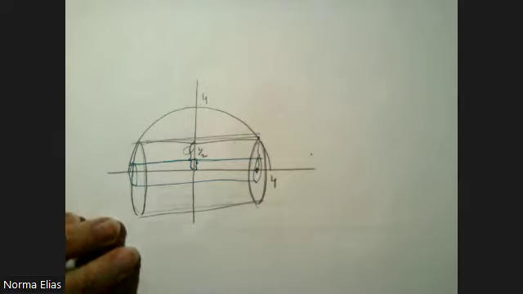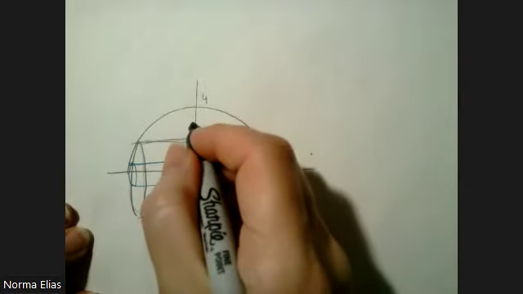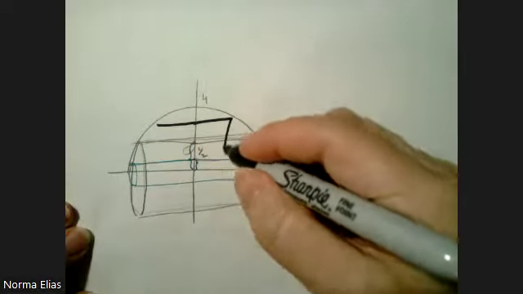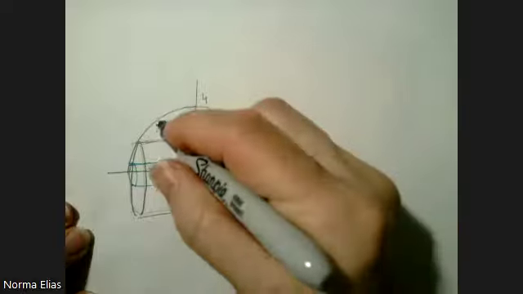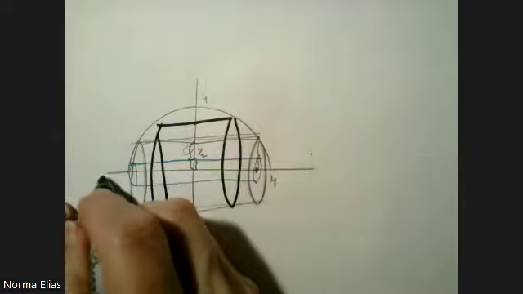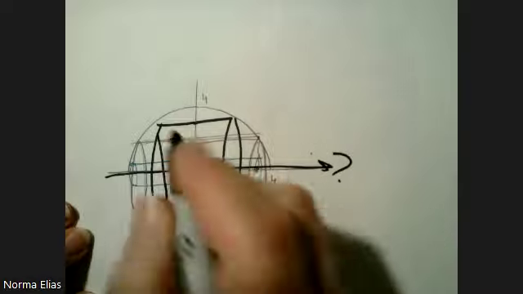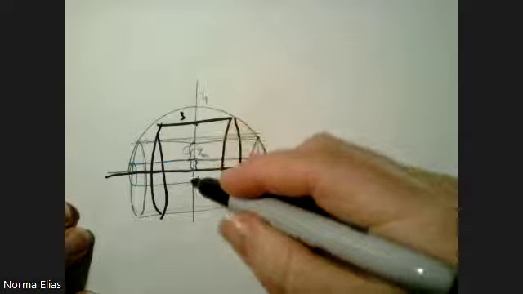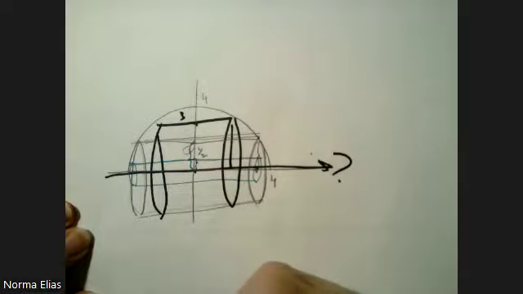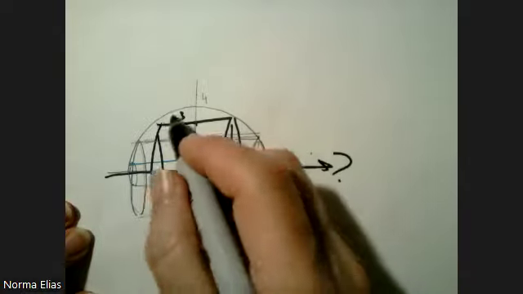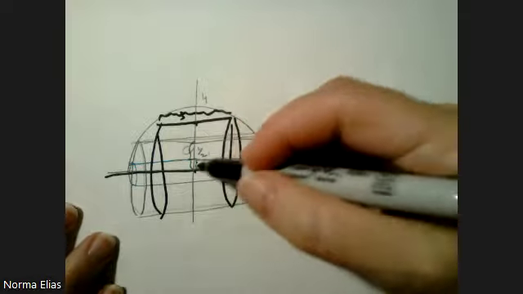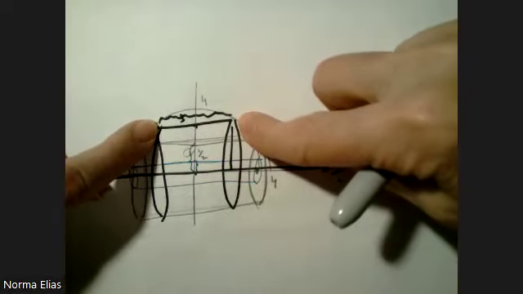And I keep playing the same game. If I take, for example, 3 here, and I do that circle. So that's the axis of rotation, and that's the 3. What's going to be the radius? From here to here. What's going to be the height? From here to here. So the radius is always the y. The height is this horizontal distance between the 2 curves.